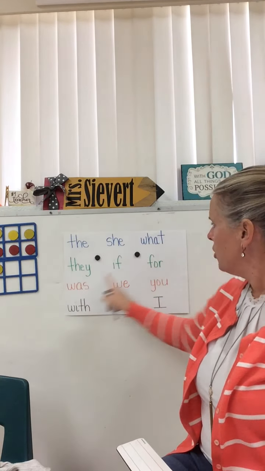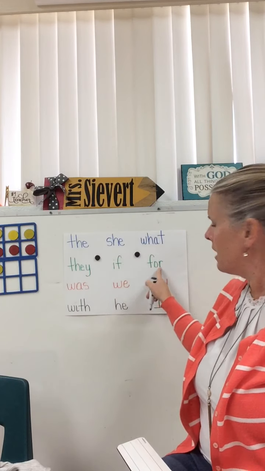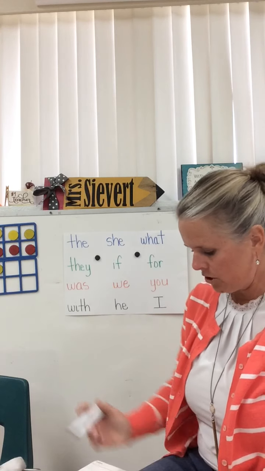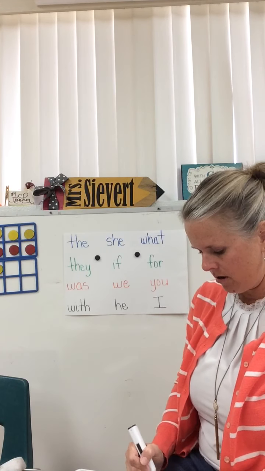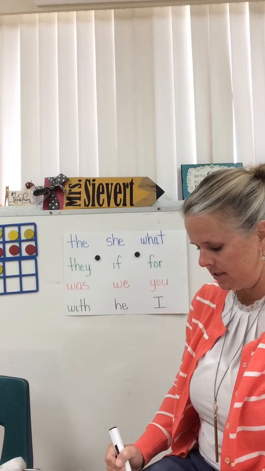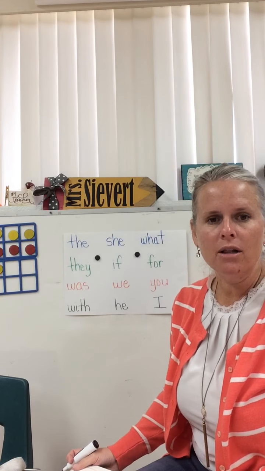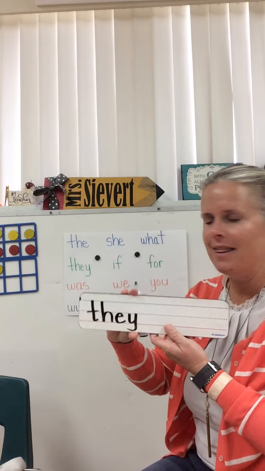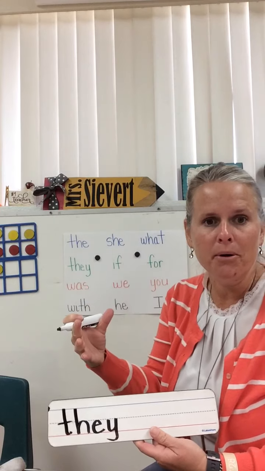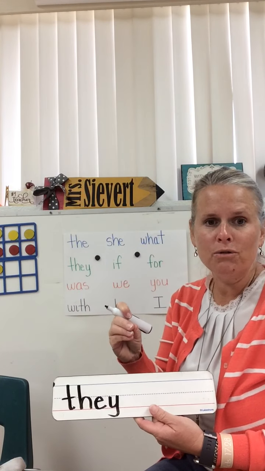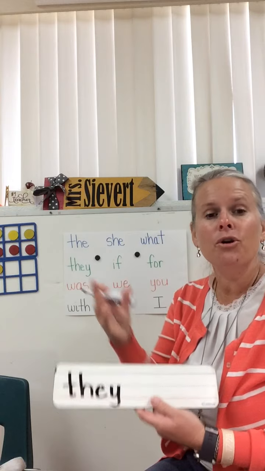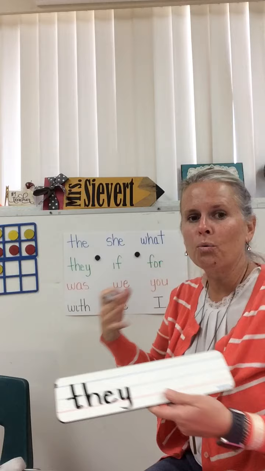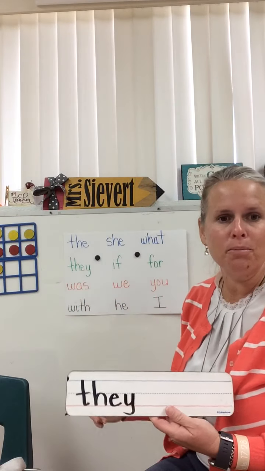Here comes Colin. Colin, this is your row. You have they, if, and for. Which one is the pronoun, talking about the people? This is what Colin wrote on his board: they. They is talking about a group of people. They are going to go to the park. You know that's a group. She is going to go to the park is talking about one person. They is a group of people going to go. So they is your pronoun.